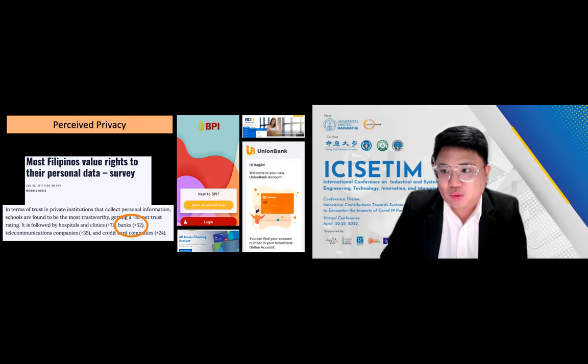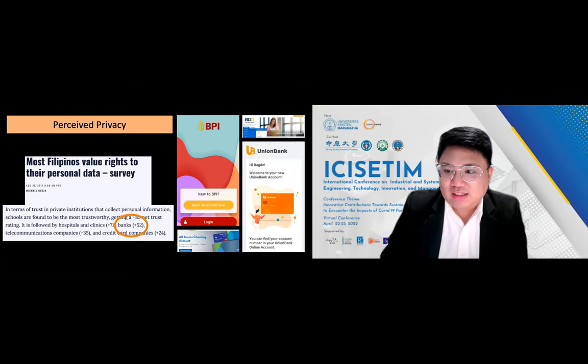Specific to the Philippine context, a 2017 survey says that privacy is important to 85% of Filipinos. Among the respondents, 94% would like to know how their submitted transactions and applications are going to be used. In that same survey, it was found that banks rank third as the most trusted institution with respect to privacy, next to schools and clinics, according to Benueza and Michael in 2017.